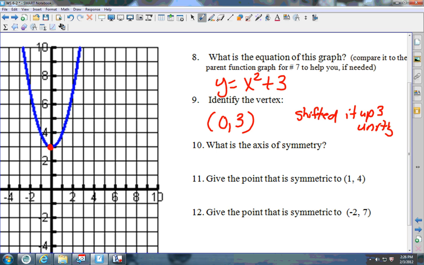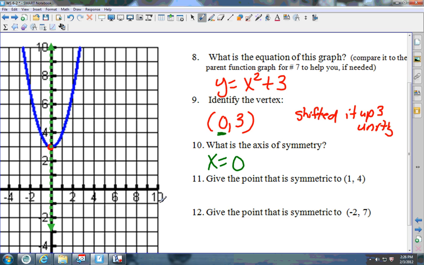Now, what is the axis of symmetry? Remember, that's where I can fold it in half and it's the same on both sides. Right here, it is the y-axis, but it is x equals the x number of the vertex, x equals 0.